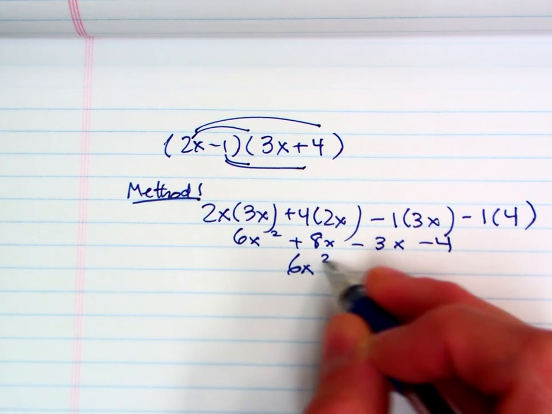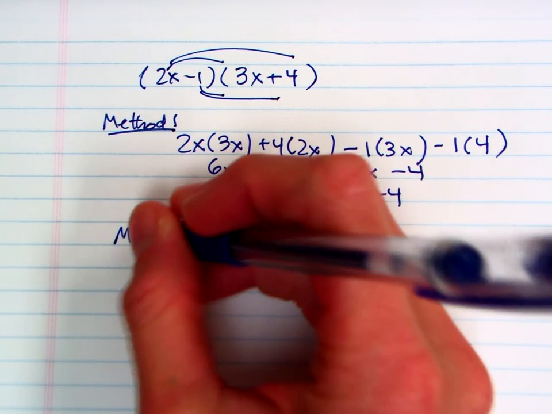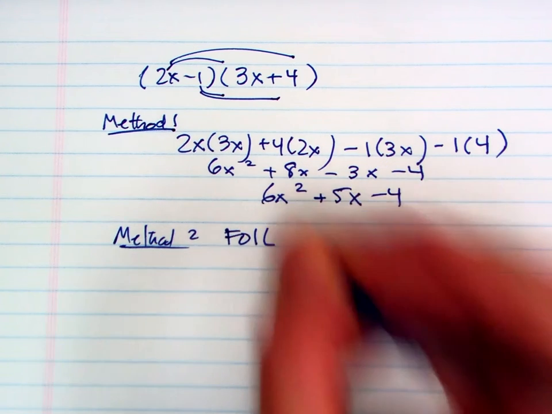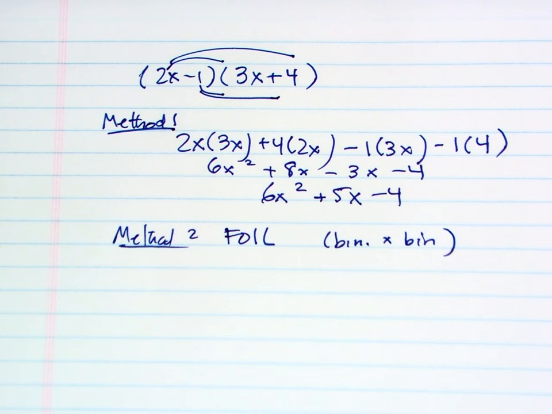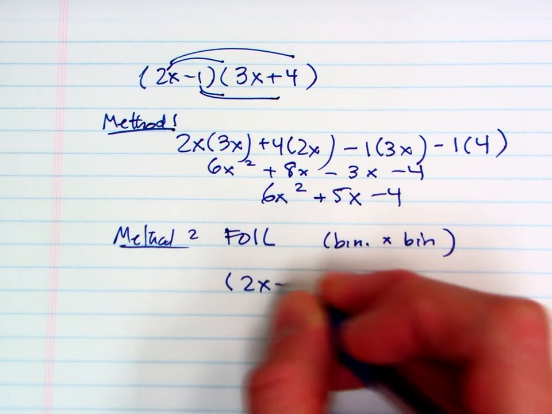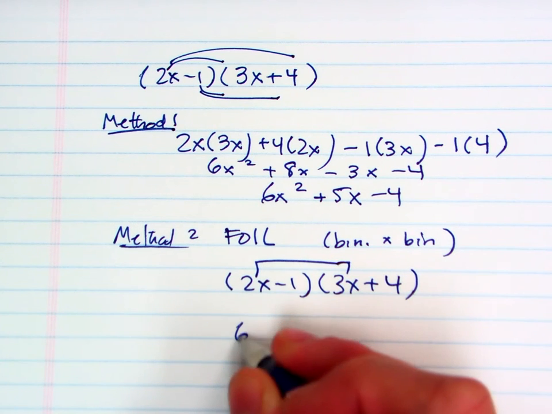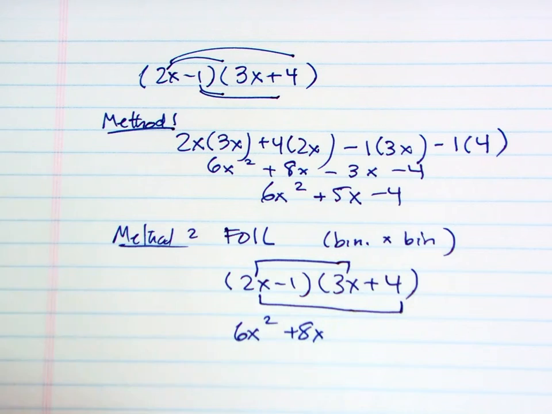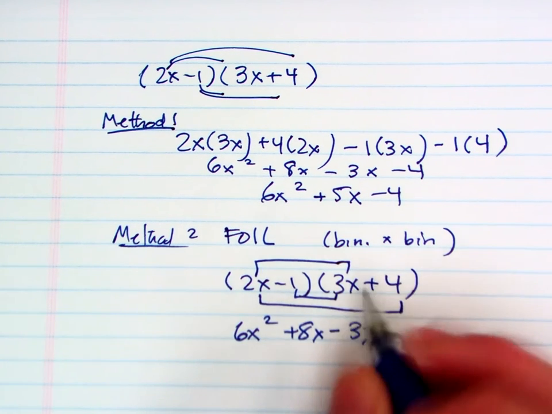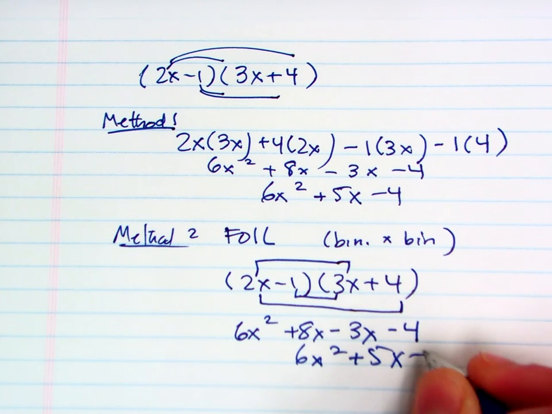And you get 6x squared plus 5x minus 4. So there's the first method you could do. The second method you could do is FOIL, and it only works for binomial times binomial. FOIL stands for first, outer, inner, last. So we would have first is 6x squared, outer is 8x, inner is negative 3x, and last is negative 4. And I still end up with 6x squared plus 5x minus 4.